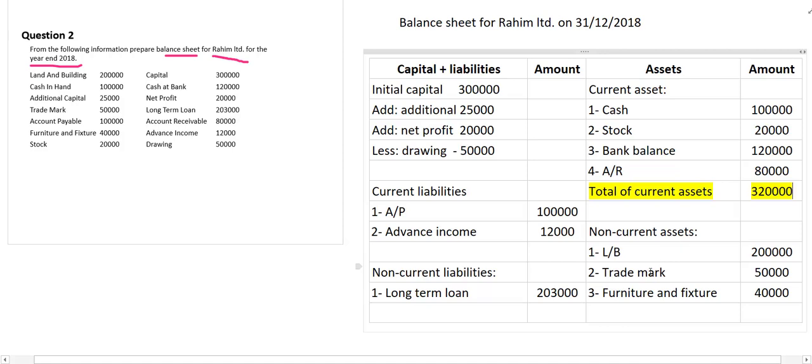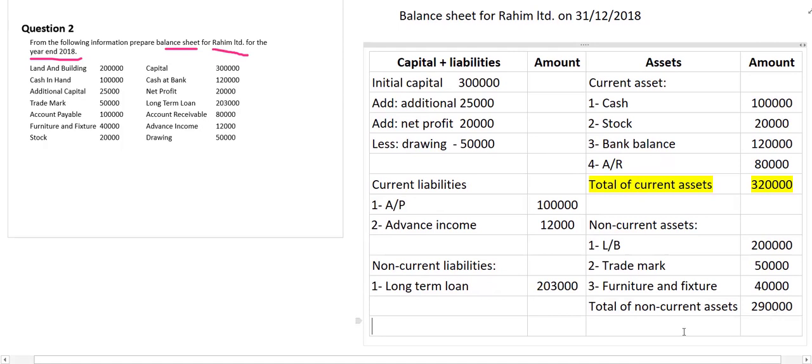So total current asset is this much. Next, of course, you have to mention the total of non current asset. How much is the total of non-current assets? So 2 lakh plus 50 plus 40 becomes 2,90,000. Right? Give one more column for this one.